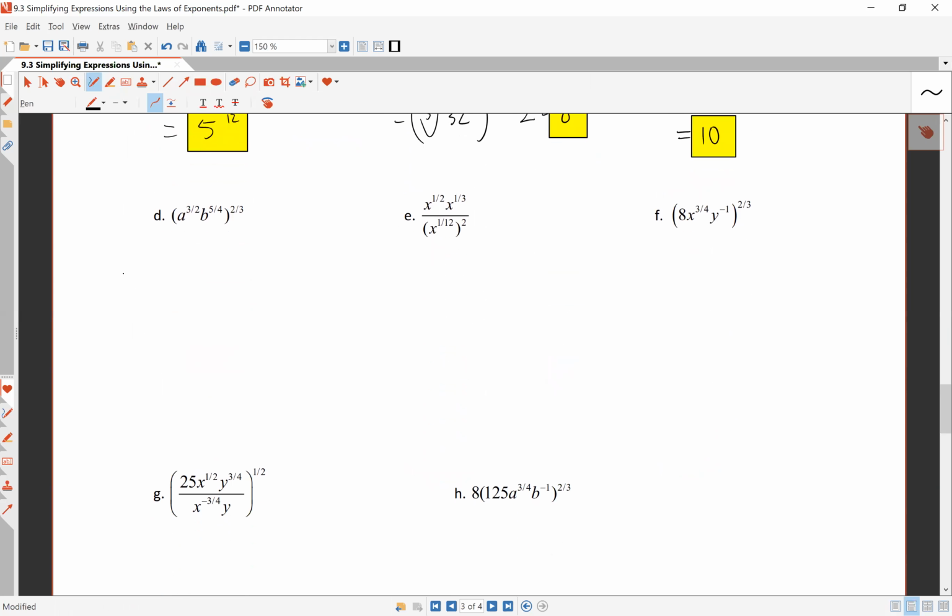Letter D, we have a product raised to a power, so each of those factors, 3/2, gets raised to the 2/3 power, and the b to the 5/4 gets raised to the 2/3 power. We're multiplying these exponents. 3/2 times 2/3 is 1. 5/4 times 2/3, 2 goes into 2 once, into 4 twice. That gives us 5/6.